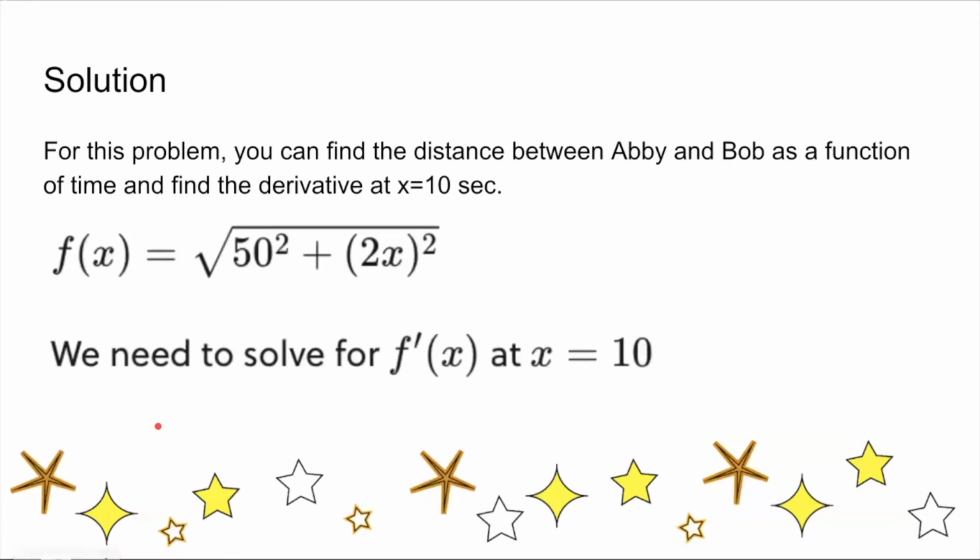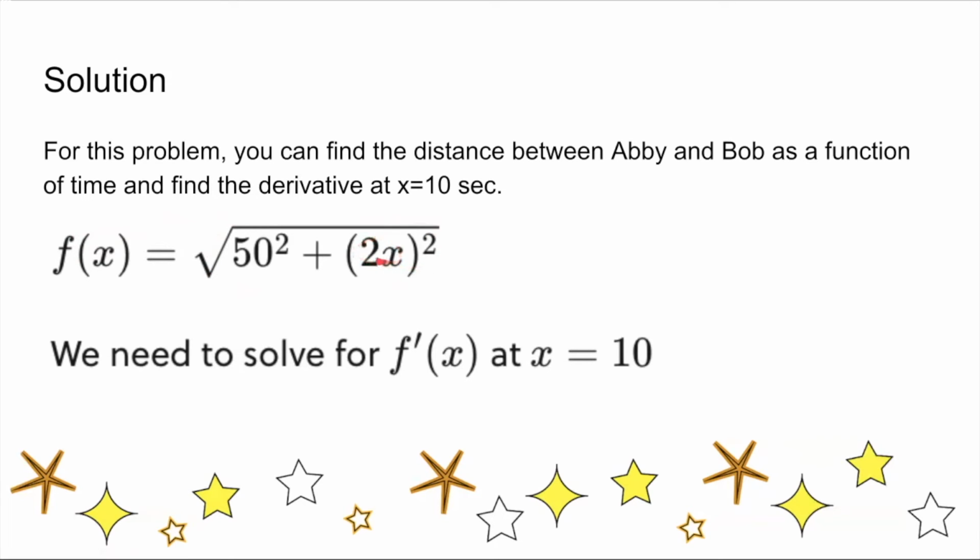So you can find the distance between Abby and Bob as a function of time and find the derivative at x equals 10 seconds. So x represents time. So we have this function right over here, and we know this holds because of the Pythagorean theorem. And you might be wondering, shouldn't there be two functions?